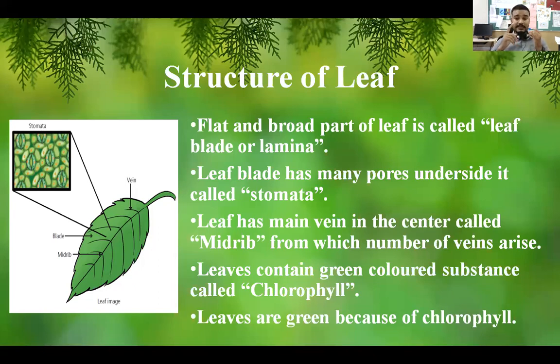Now, these leaves contain a green colored substance, and that substance is known as chlorophyll. What is it called? Chlorophyll. And using that chlorophyll, it prepares the food. As chlorophyll is green in color, that is why most of the leaves are green.